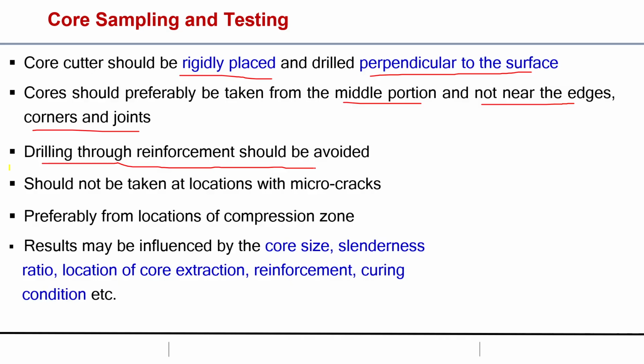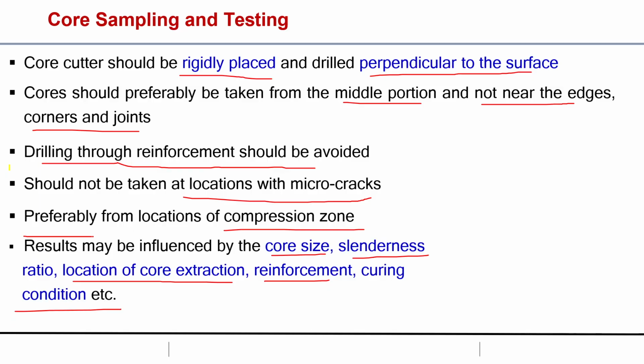Then you have to avoid the flaws like locations with micro cracks, and your target zone should preferably be the compression zone. We know the tension zone, compression zone in the beams, columns. Now, very important, you should keep in mind the factors like core size, slenderness ratio, location of core extraction, reinforcement, curing condition. All these may affect your results. Okay, so results are affected by these factors.